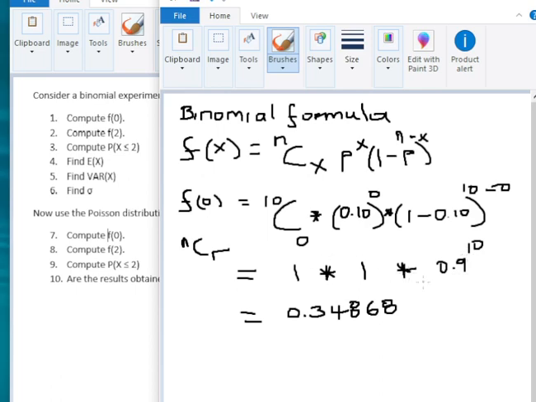When we put everything together, we multiply, we get 0.34868. If you want to simplify this, you could do 2 decimal places to get 0.35 as your answer.